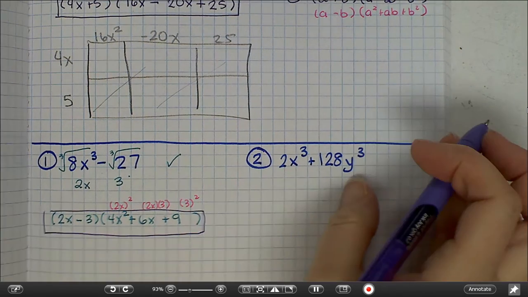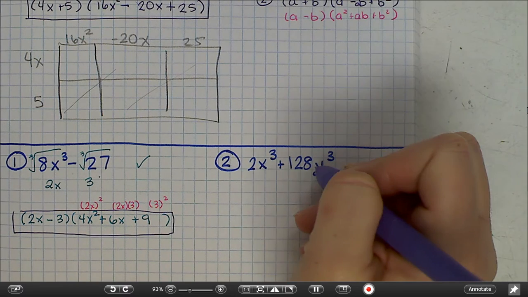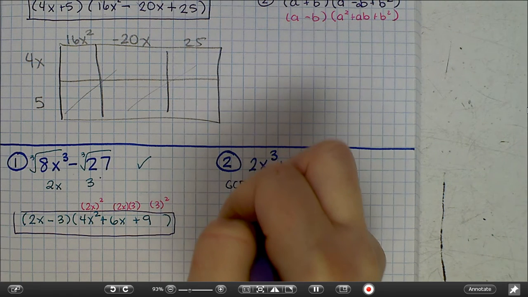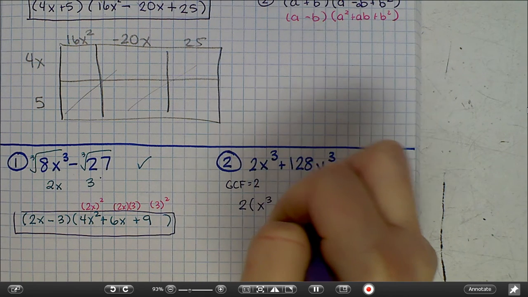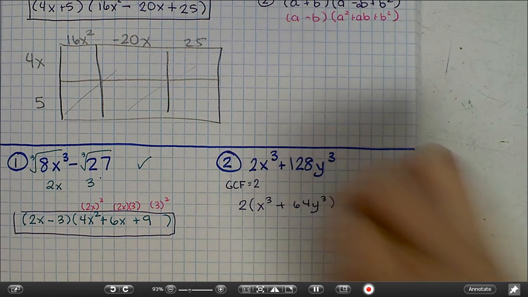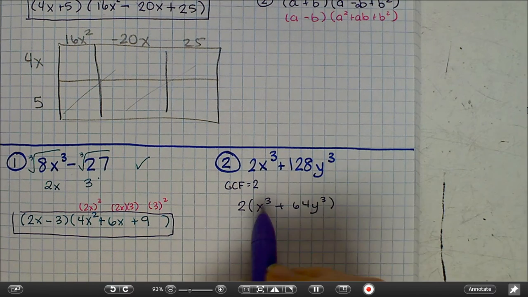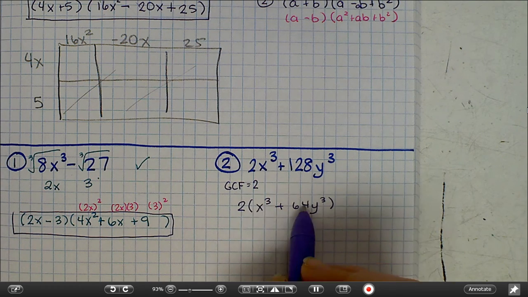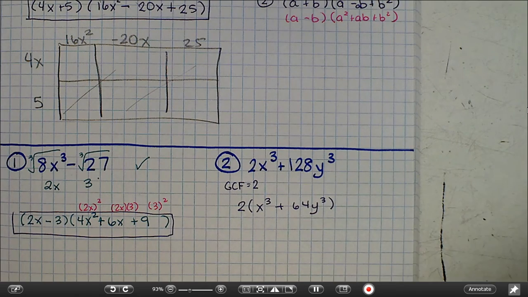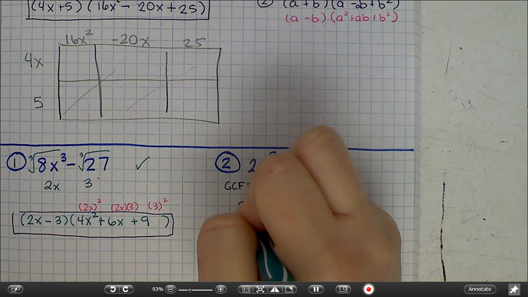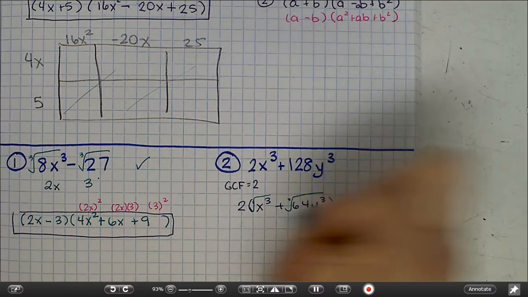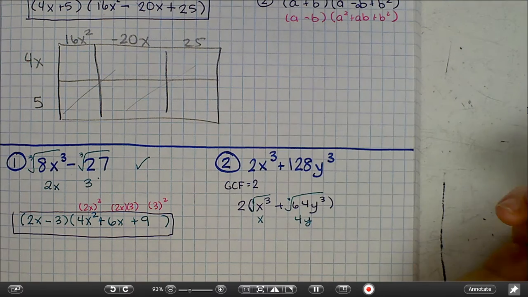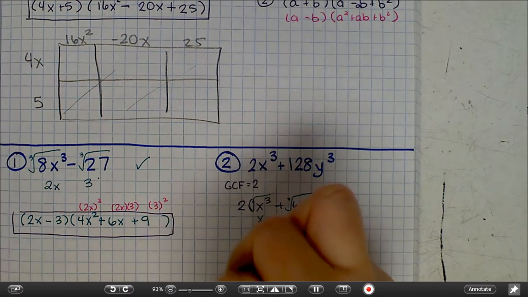Pretty nice, right? All right, let's look at the next one. Is there a GCF? Yes, 2. So we're going to factor out a 2. All right, checking inside, factoring completely. This is a binomial with perfect cubes. So this is a sum of two cubes. So we're going to take the cube root of each term. The cube root of x cubed is x. The cube root of 64y cubed is 4y. So we're going to have x plus 4y.